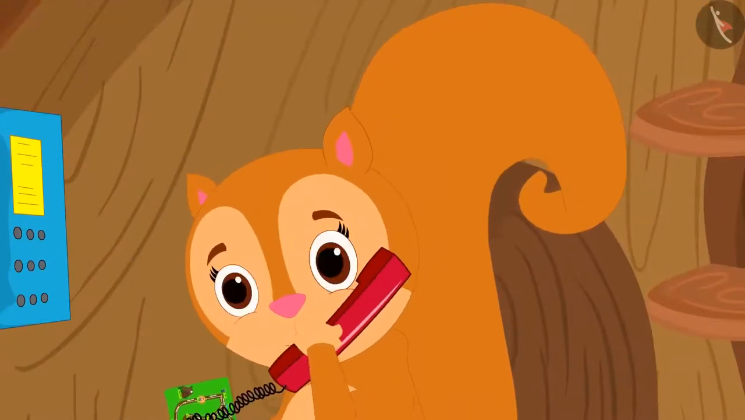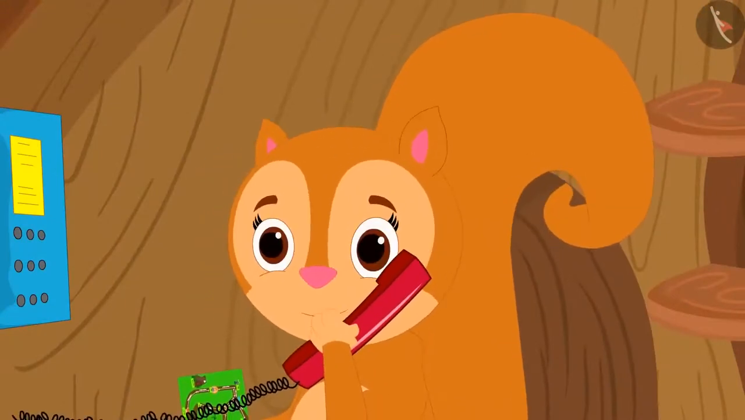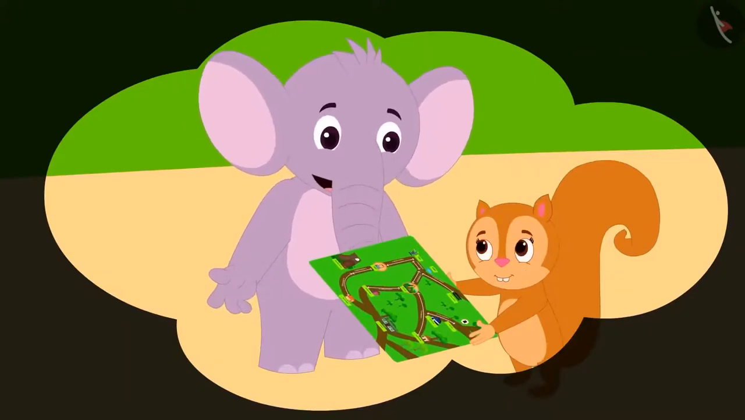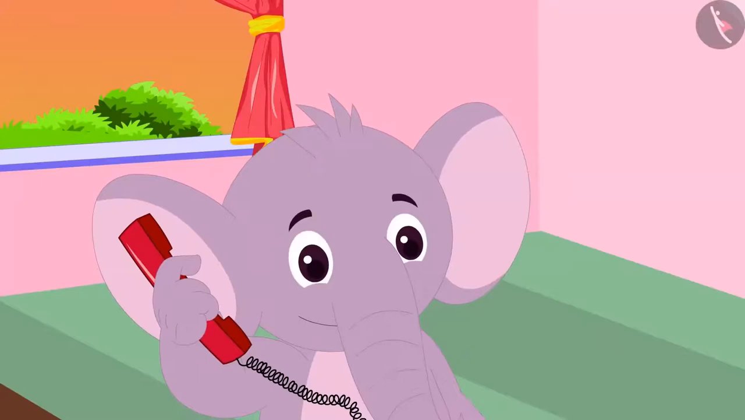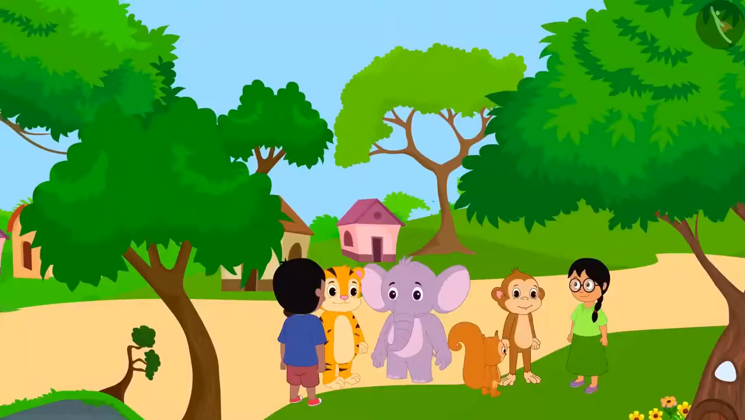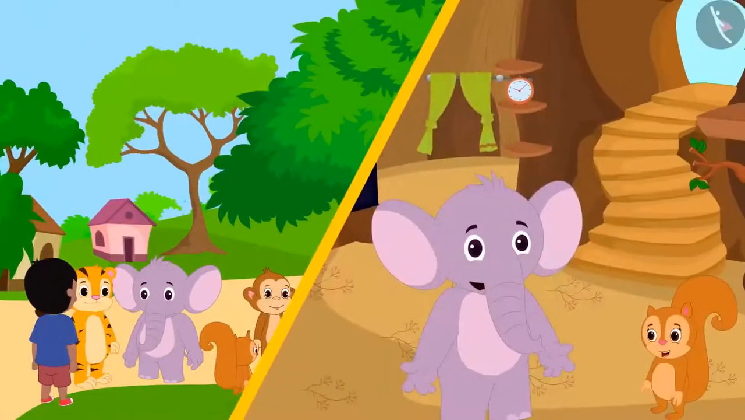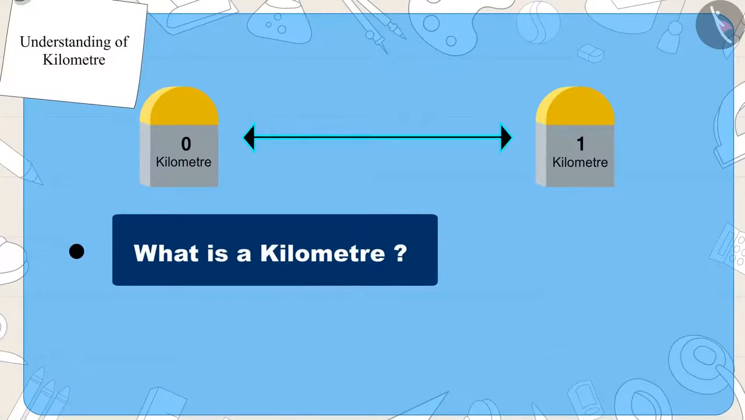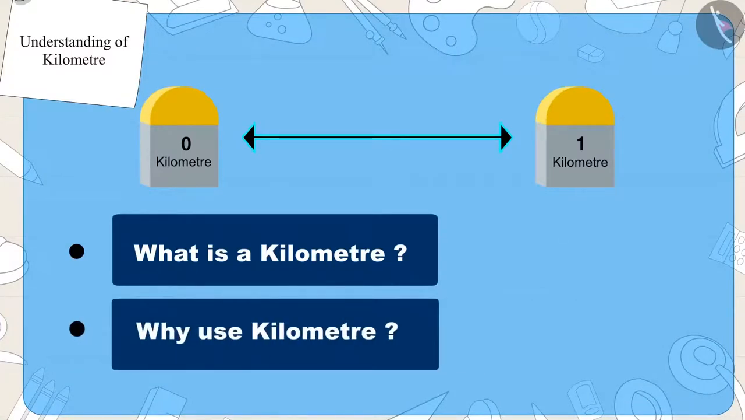All right. Well, tomorrow when we go for the trip, then I will look at these signs carefully. When you meet me tomorrow, then tell me more about the kilometer. Okay? Okay. Appu said and then disconnected the call. How was the trip of the villagers the next day? And what else did Appu tell Chanda about kilometer? We will see this in the next video. Kids, today in this video, what is kilometer and why is kilometer used is what we learned about. In the next video, we will learn more about kilometer with some interesting examples.